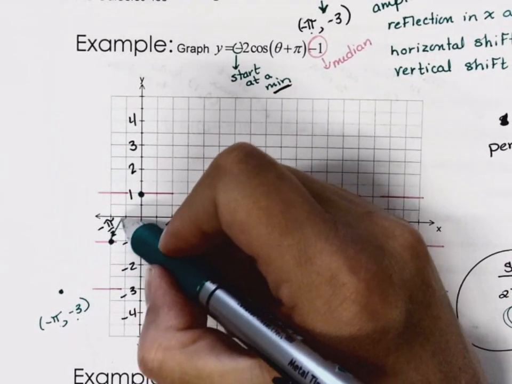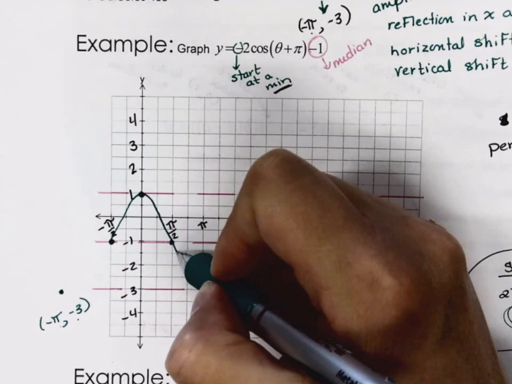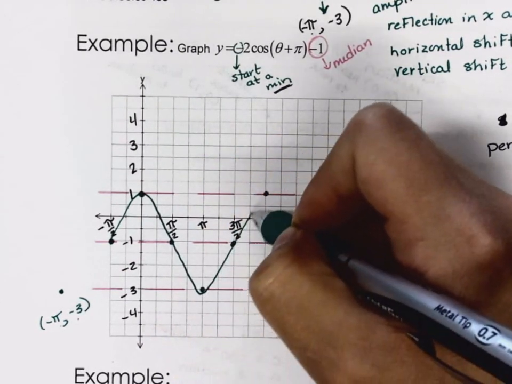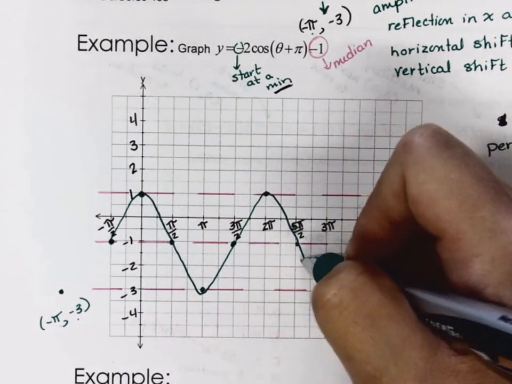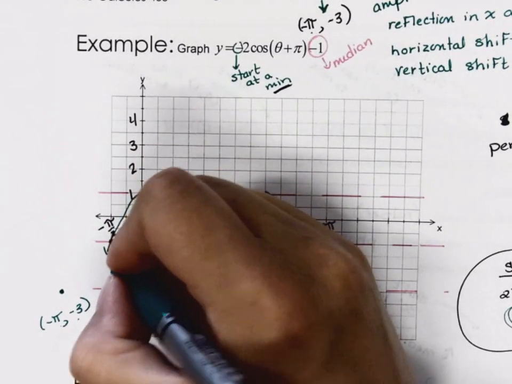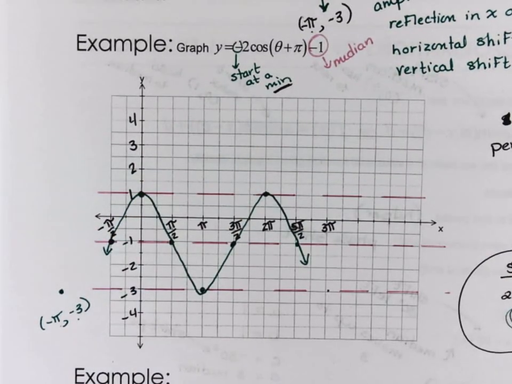So now I'm just going to connect the points. Now I didn't even have my original starting point on it, but this is the graph. And again, your arrows have to be pointed in the same direction. Okay?